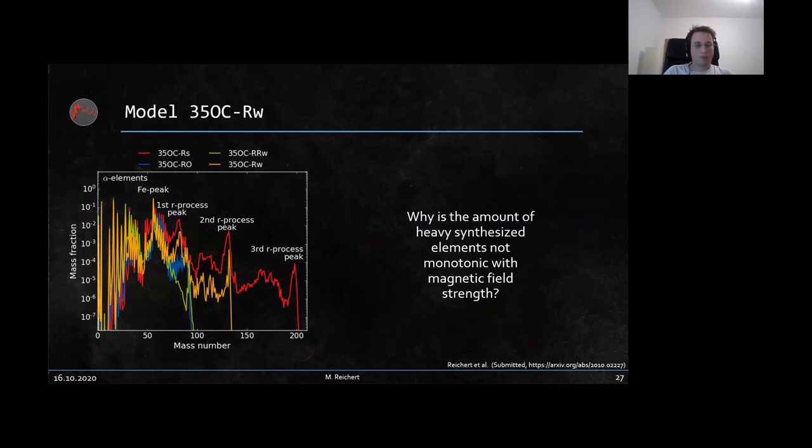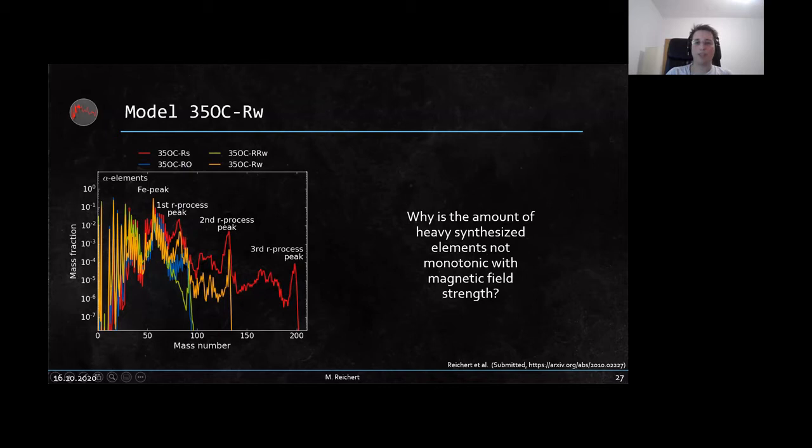So, but this story cannot be completely true because I was not talking at the beginning about the model with the weak magnetic field. So weak here means apparently it's even weaker than the reference model. But apparently it synthesizes elements up to the second R process peak. So more than our reference model, so heavier elements.